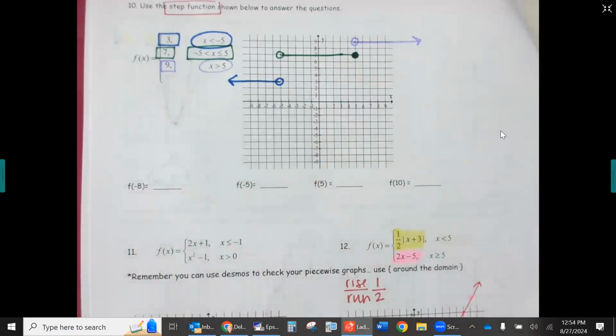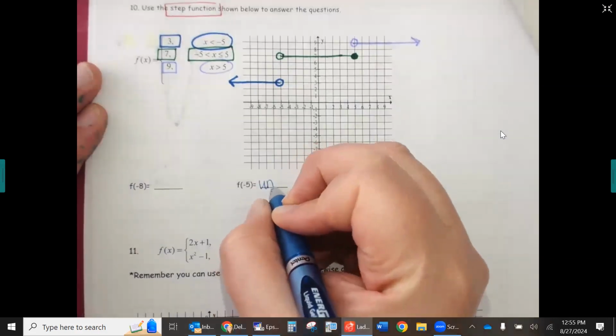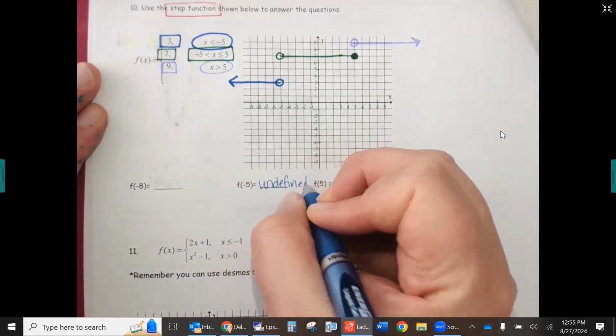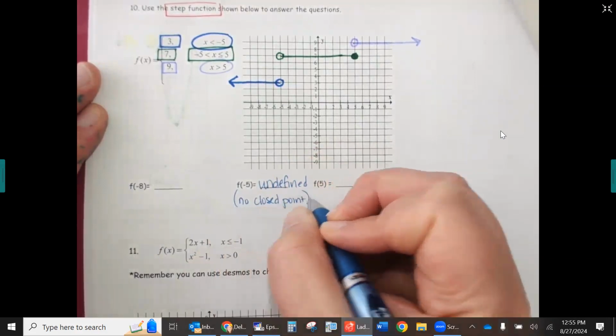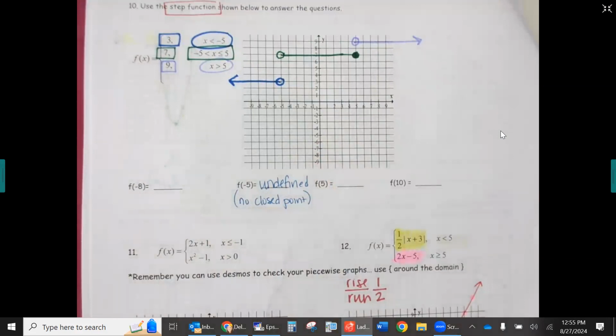Okay, then go ahead and answer your F's while we're looking at this one. You're going to find F of -8, -5, 5, 10. Is any of those going to be an undefined answer? At -5, very good. So if you want to put a little note here, undefined. And then I'm going to put no closed points. Okay, you have to have a closed point to be able to answer F of whatever. Okay. That one was pretty easy.